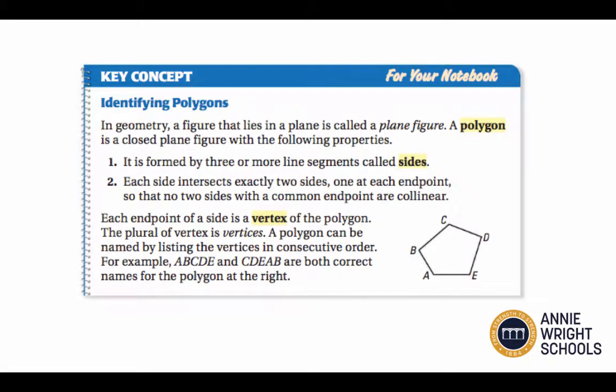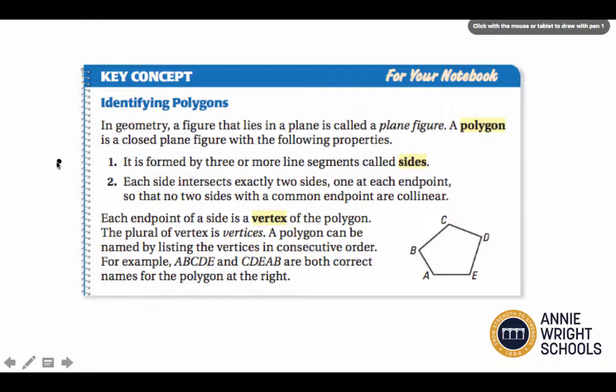Should be another short video here for you today with lots of vocab and a few practice problems, but not too many because I think they're self-explanatory. We'll start with what is a polygon.